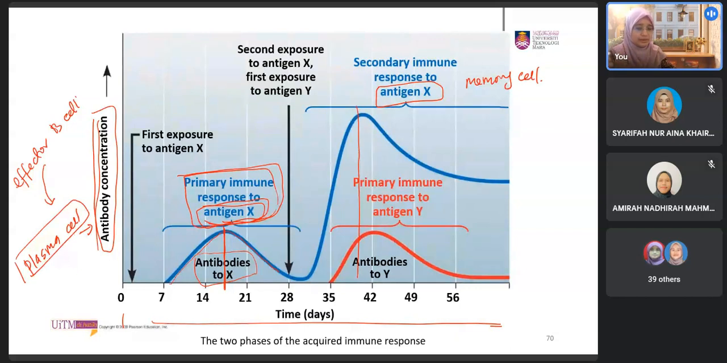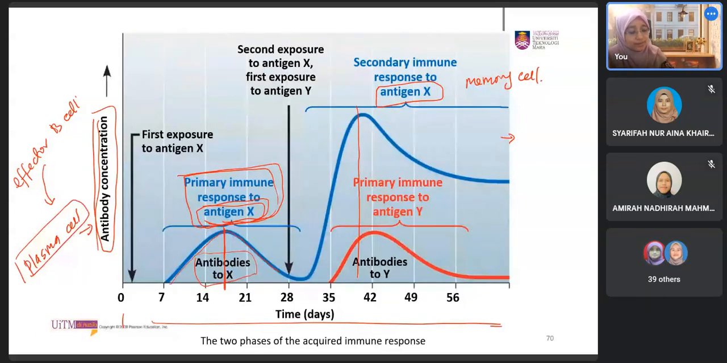So the pathogen might not have the time to infect your body, so you will not get sick because your body now has the antibody against the pathogen. Okay, so for the second infection or subsequent infection, awak tak sakit dah sebab dah ada memory cell untuk menghasilkan effector untuk terus menghasilkan antibody.